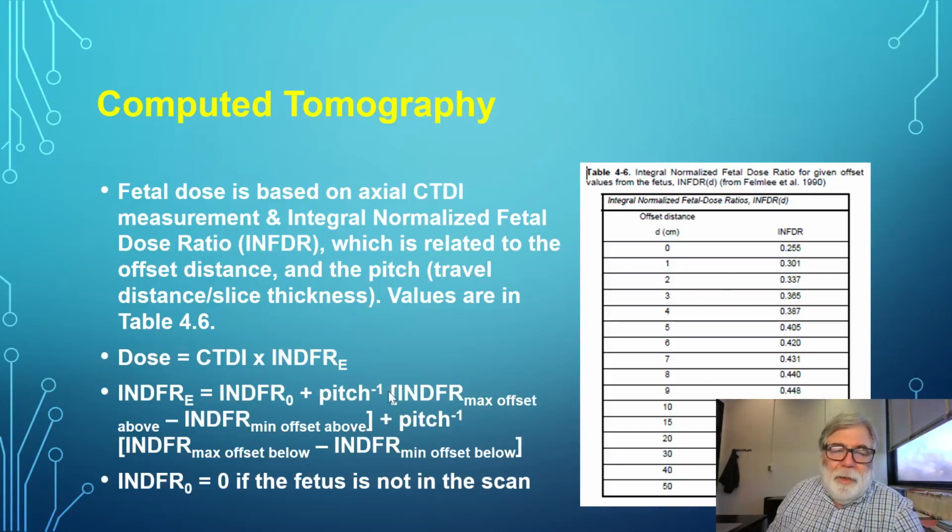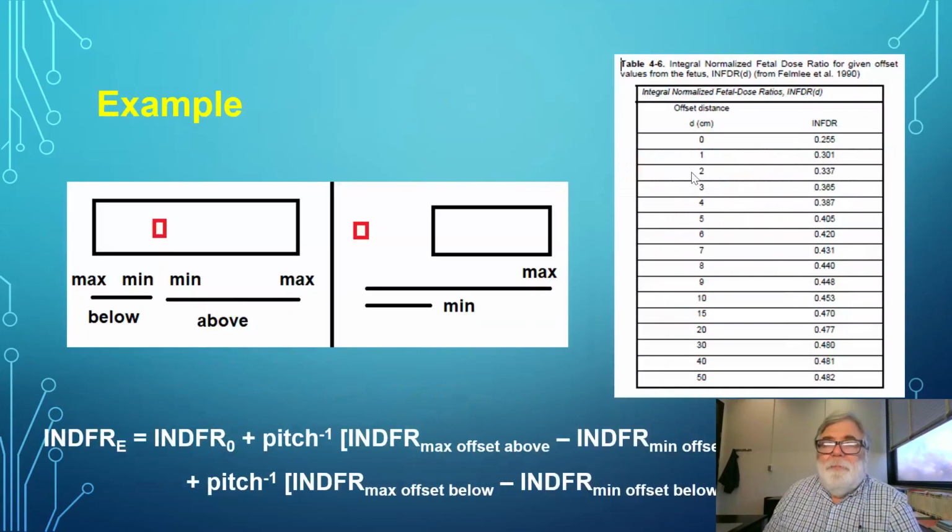And I'm going to show you on the next slide what INFDR0 is. It is the INFDR for the slice where the fetus is, where the center of the fetus is in the slice. If the fetus is in the scan, then the INFDR for that is 0.255. If it's in the scan, it's at 0 centimeters; it's not offset in the scan. If it's not in the scan, the INFDR0 is 0. There is no dose due to the scatter.